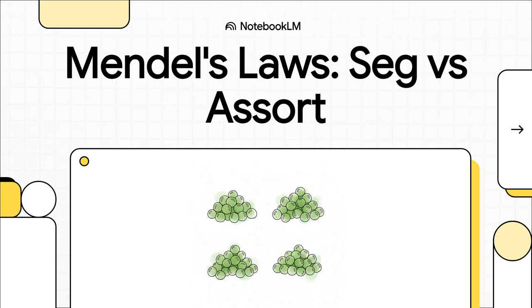Hello and welcome. Okay, let's just jump right in because today we're tackling one of the all-time classic points of confusion in biology, the difference between Mendel's law of segregation and his law of independent assortment.